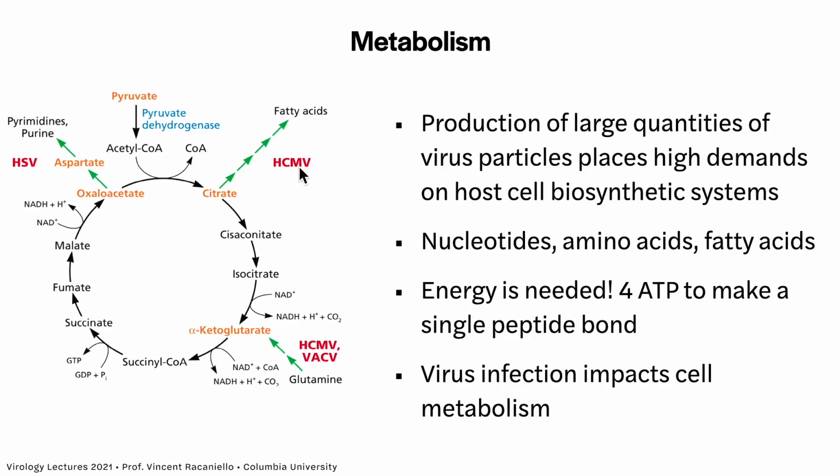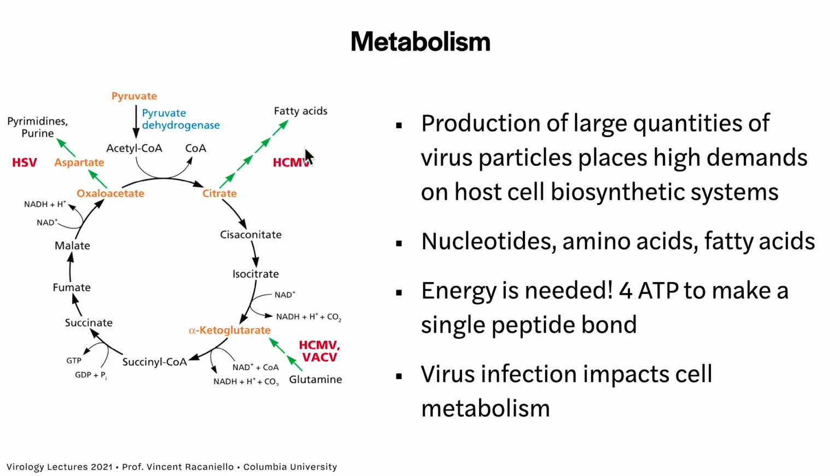In fact, human cytomegalovirus infection pulls off the fatty acids from citrate because it needs it for its membrane. And that would kind of make the thing halt here if it didn't replenish it. So in human cytomegalovirus infected cells and also vaccinia virus infected cells and herpes simplex virus infected cells, they pull in glutamine, which they can convert to alpha-ketoglutarate and keep the cycle going. Because herpes simplex also pulls off from the oxaloacetate step, aspartate, which will eventually go to making pyrimidines and purines, right? Nucleic acid building blocks.